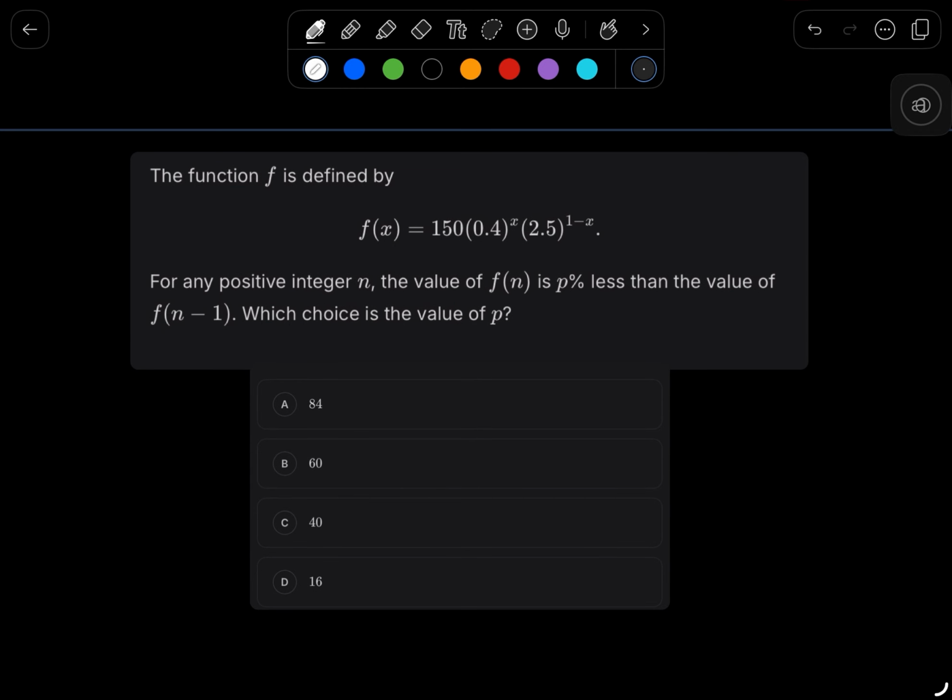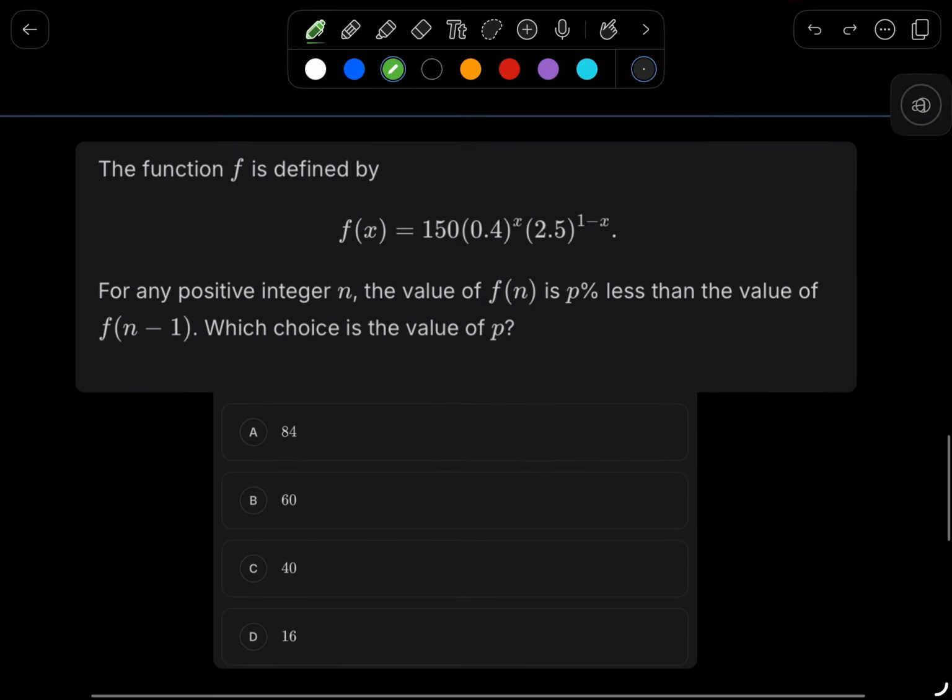So here we're given a function defined as whatever that is, and we have the value of f of n is p% less than the value of f of n minus 1. And our goal here is to find that p, right? That p value. So first give this problem a try. Okay, assuming you've given it a try, let's start this, right?